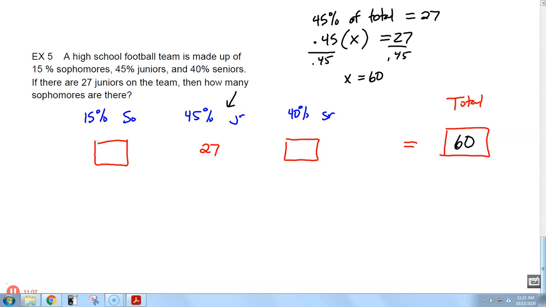Well, now it's pretty easy to fill in these boxes because 15% of the team, 15% of 60, those were sophomores. So that's going to be 9. And for seniors, 40% of the team, well, that's going to be 24. And if you do it, it works out right that all of those players equal 60. So the question actually asked how many sophomores. The correct answer there is 9.